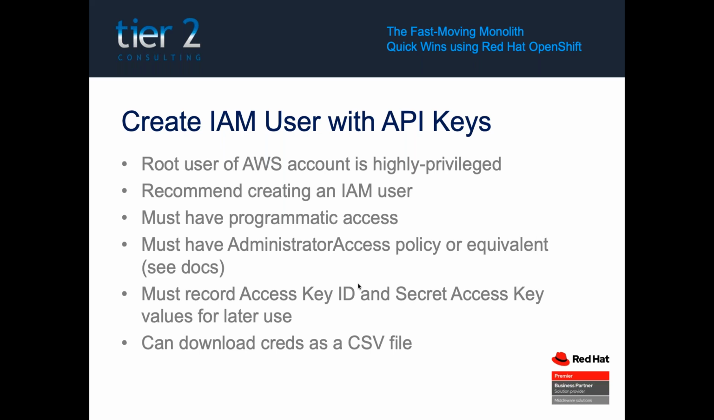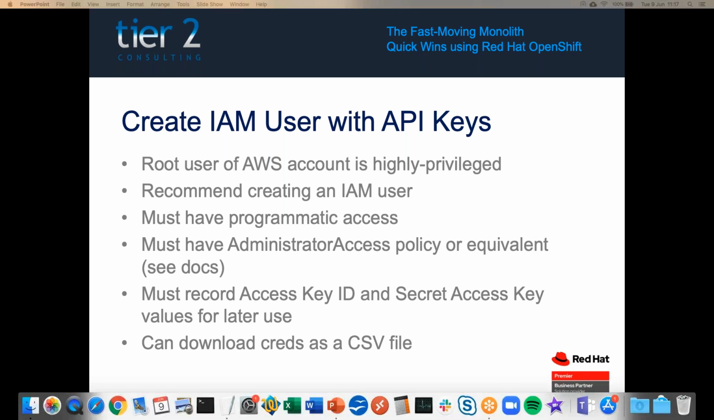When you create this user and you give it programmatic access, you'll get an access key ID and a secret access key, which you'll need to record for later use. Luckily, you can download those credentials in a CSV file, so that's one thing that we're going to do. And later on, we'll show you how to take the credentials that you downloaded and actually create your own Amazon profile so that you really never have to log into Amazon again. So let's have a look at that.